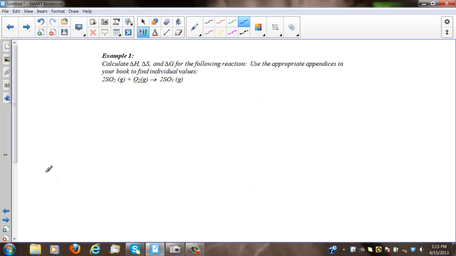So it says calculate delta H, delta S, and delta G for the following reaction. Use the appropriate appendices in your book to find individual values. So we're going to actually call this example 1, example 2, and example 3. And the first thing that we should do is take the back of the book and get the information that we need. So we need delta H information and we need entropy information. We need that information for SO2 gas, and we need it for O2 gas, and we need it for SO3 gas.